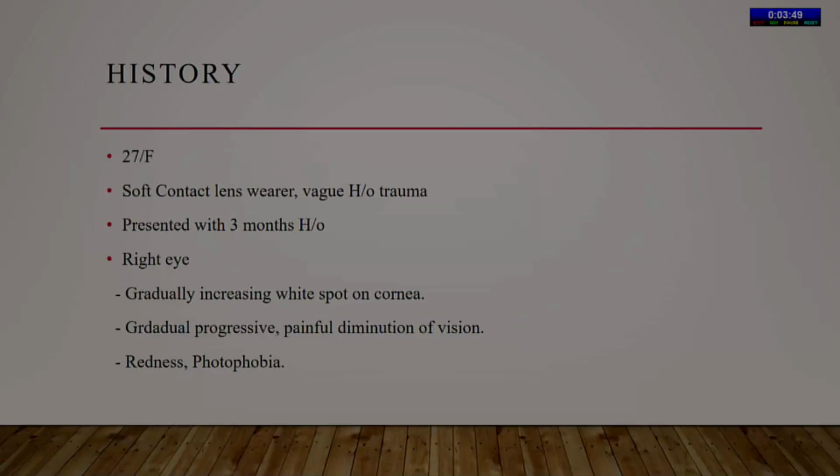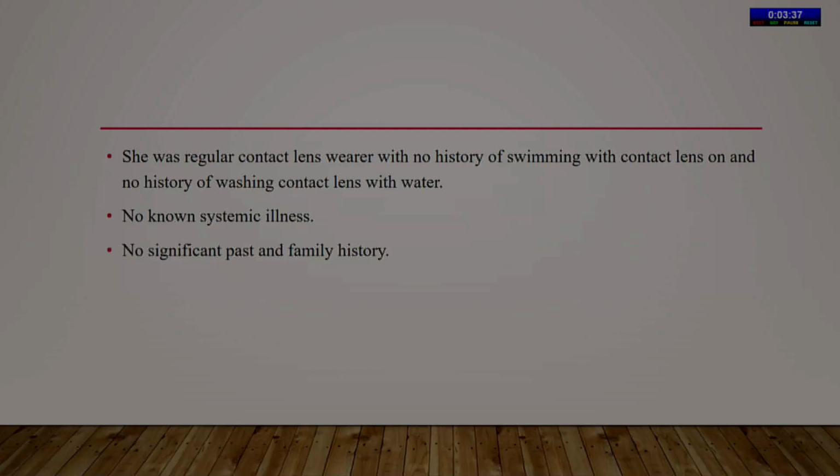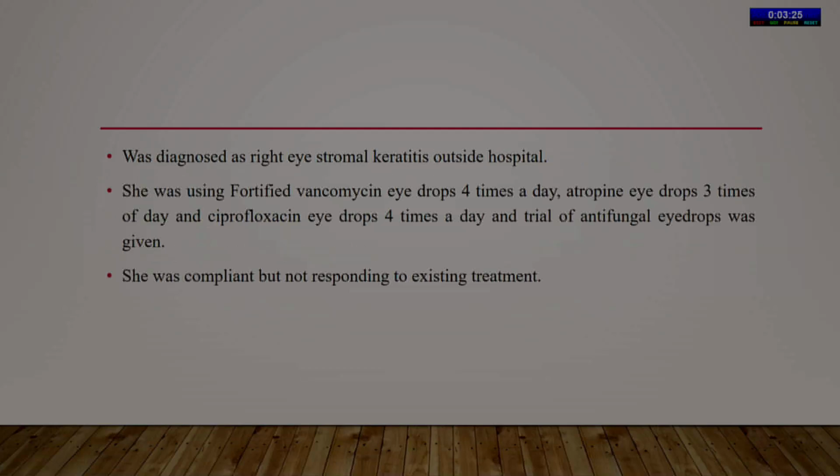So we had a 27-year-old female who was a soft contact lens wearer, presented with a 3 months history of right eye gradually increasing white spot on the cornea, gradual progressive painful diminution of vision associated with redness and photophobia. She was a regular contact lens wearer with no history of swimming with contact lens on and no history of washing contact lens with water. She has no known systemic or any significant past or family history.